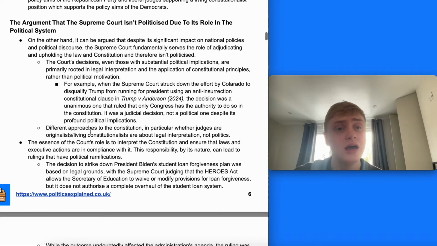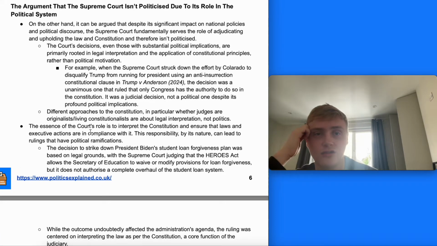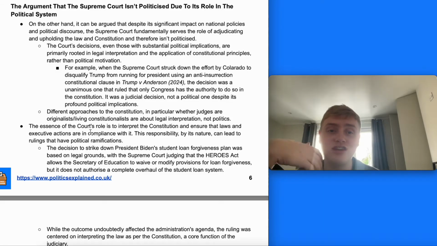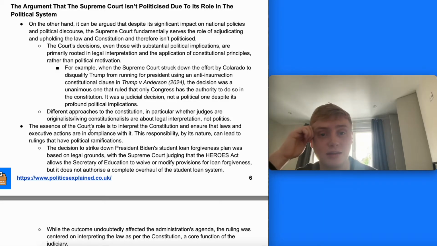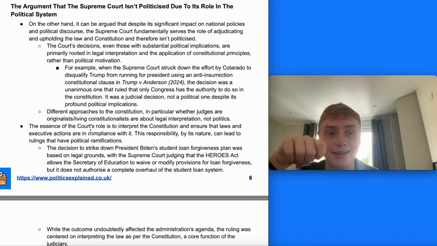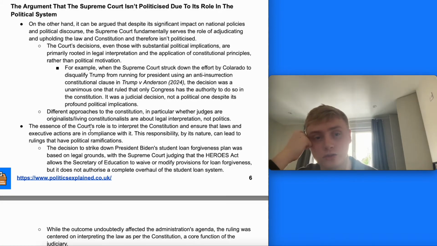On the other hand, though, it can be argued that the Supreme Court isn't politicised due to its role in the political system. It can be argued that despite its significant impact on national policies and political discourse, the Supreme Court fundamentally serves the role of adjudicating and upholding the law and its constitution, which is a role given to it in the constitution, and isn't politicised. The court's decisions, even if they have substantial political implications, are really rooted in legal interpretation and the application of constitutional principles rather than political motivation.